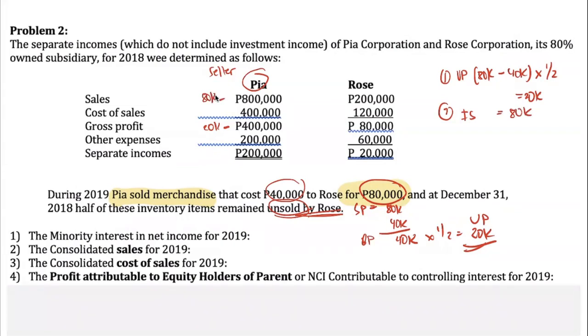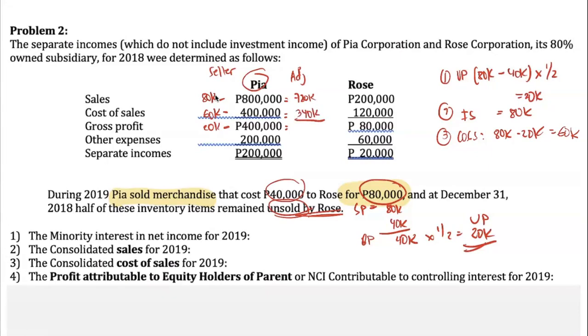Next, the difference between the unrealized profit and the intercompany sale is your adjustment to cost of goods sold. So 80,000 less 20,000, what is our adjustment? 60,000. Okay? After that, we're ready to get for the adjusted. Okay. How much is the adjustment to PIA? 800 less 80, 720,000. Adjustment to PIA as to cost of sales, 400 less 60, 340.